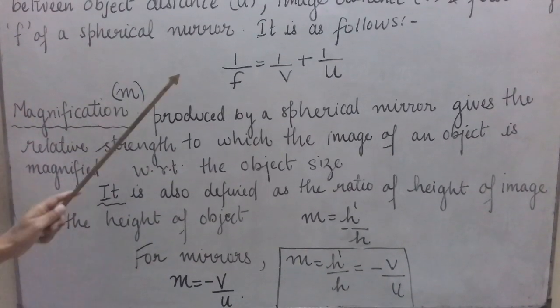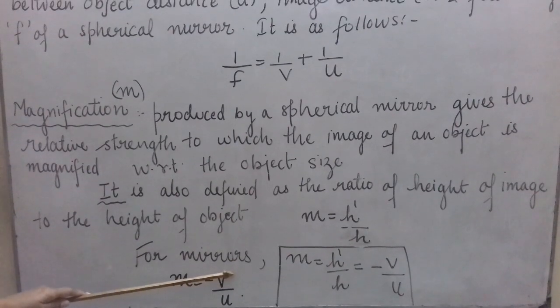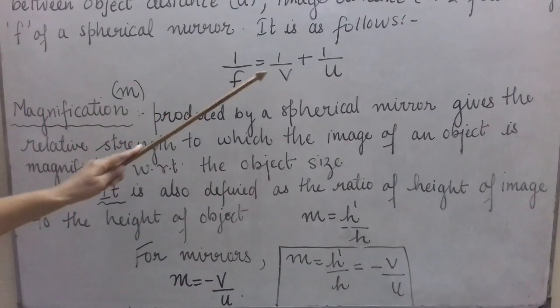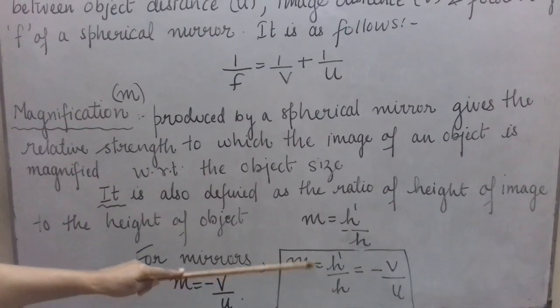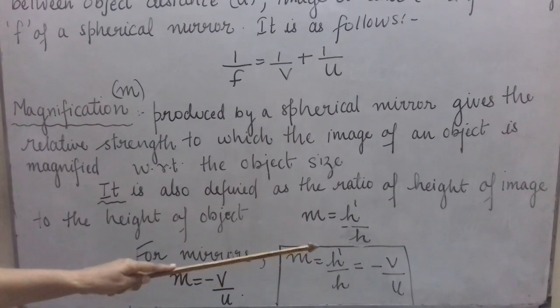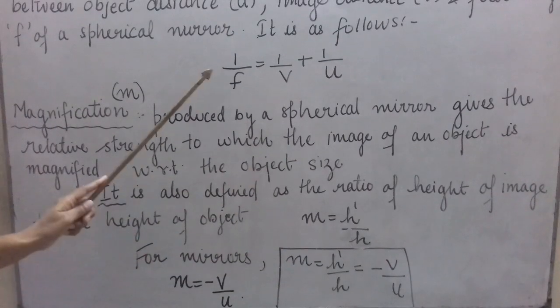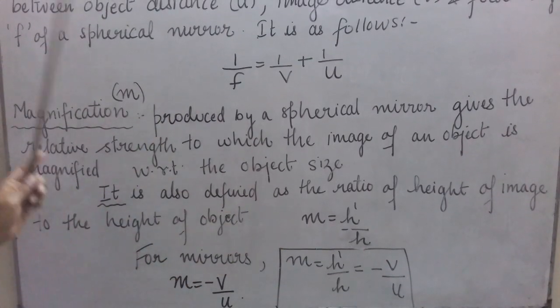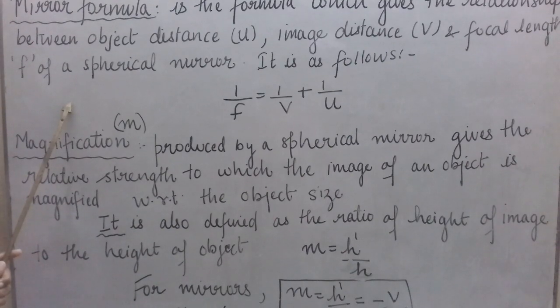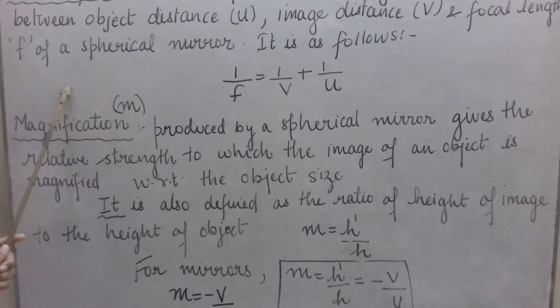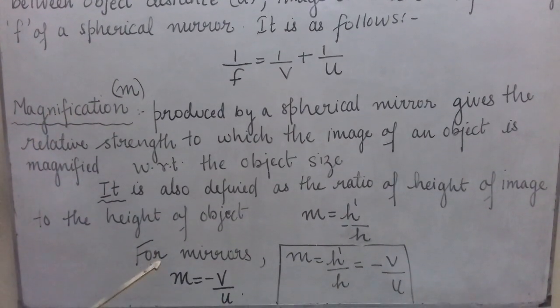So hope students, you have learned these two formulae which are very important. 1 upon f is 1 upon v plus 1 upon u, and small m is equal to h dash upon h is equal to minus v upon u. Both these formulae are valid for both type of mirrors, for all types of images, whether it is real or virtual, and wherever the object is placed.